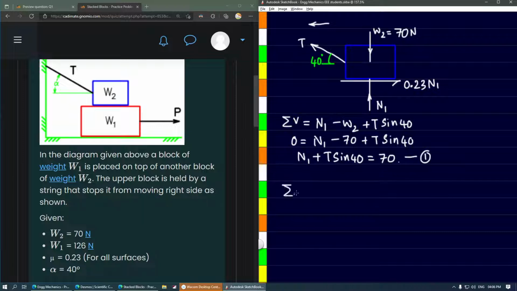Then we need to take the second equation, in which we need to take all the horizontal components. The component 0.23 times N1 is acting right, so it is positive. A component of T will be acting left side, so it has to be negative, and the component itself is T cos of the angle, that is 40. Now sum of all the horizontal components has to be 0. The rest of the things remain as it is because we don't know anything about them. That is equation number 2.